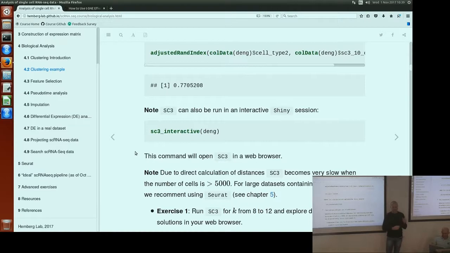And also, here we only ran SC3 for 10 clusters, so K had a single value. If you run it for a range of clusters, for example from 8 to 12, and then open it in an interactive session, you can change K from 8 to 12, and you will see how your consensus matrix changes depending on your K. So sometimes you can find a better block diagonal structure in your consensus matrix by changing K. And this was the original idea, to make it more convenient for the user to find out what a good K for this data set can be.